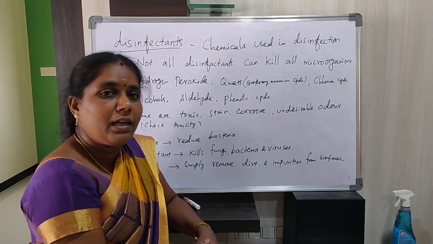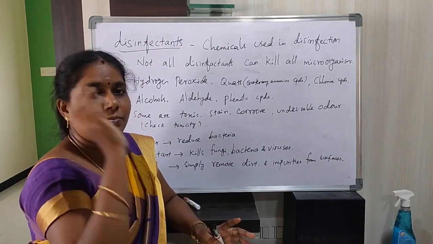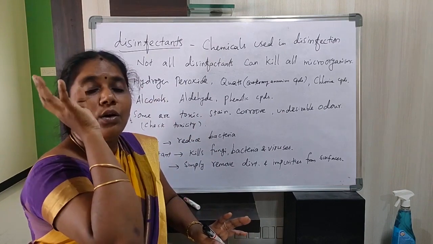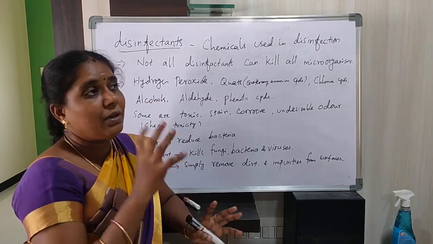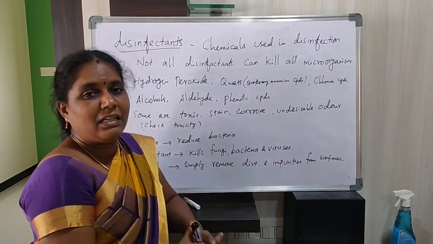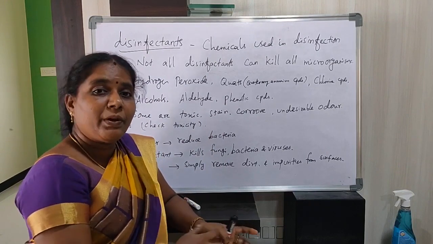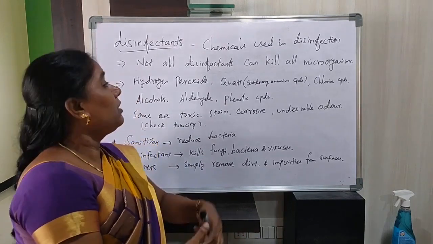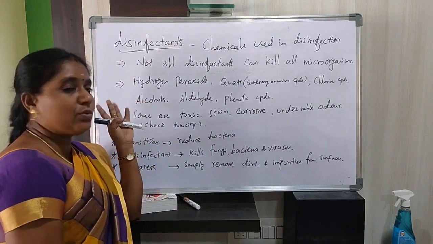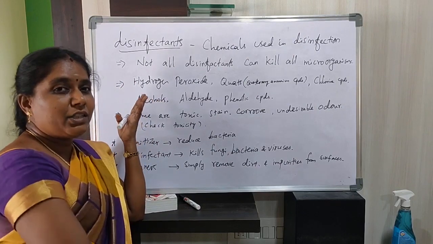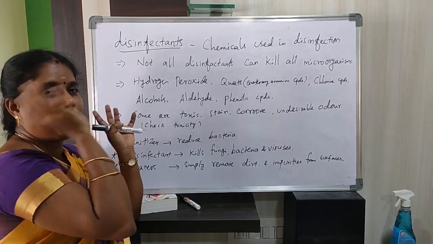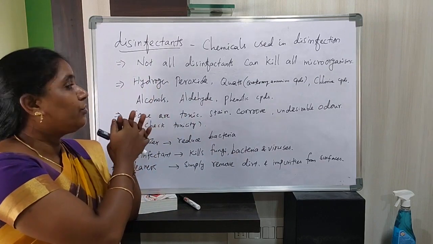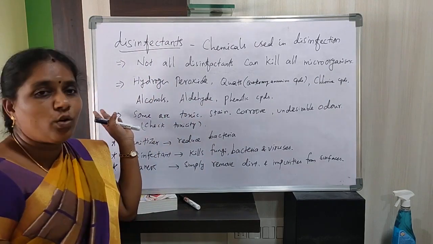Disinfectants are mainly used to kill microorganisms, that is bacteria, viruses and germs, in many places. For water tank cleaning we use some chlorinated disinfectants, in toilet cleaning we use some disinfectants, and in swimming pool cleaning we use some disinfectants. Like this we have many disinfectants. See here, hydrogen peroxide is one of the disinfectants, and they prefer it because after use it is converted into water and oxygen. So for that reason they mainly prefer hydrogen peroxide disinfectant.